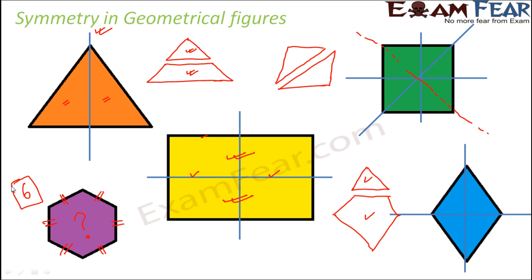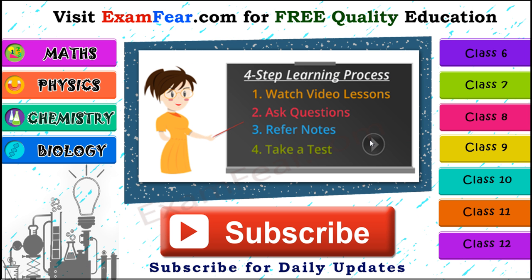There must be 6 lines of symmetry. For example, one line should be like this, which would divide it into two equal halves. Again, another line could be this, which would again divide it into two equal halves, one this and another this. In a similar way, now you draw it for yourself to find out the 6 lines of symmetry in a regular hexagon.